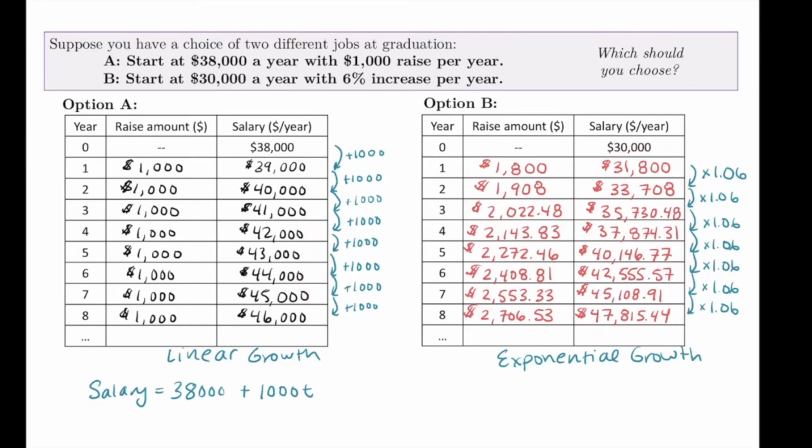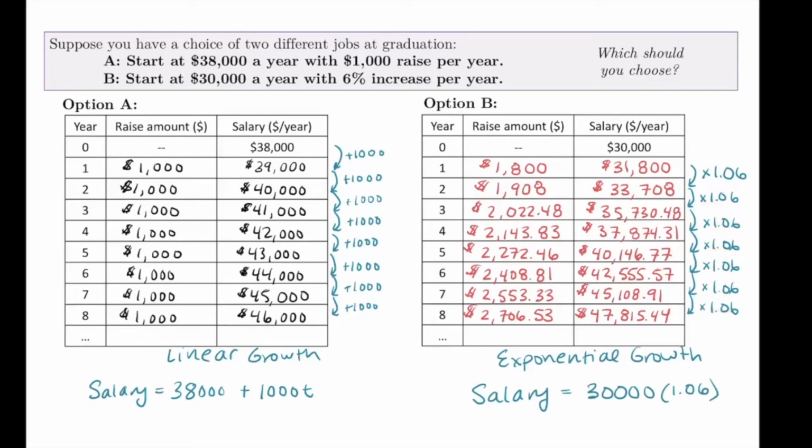Okay, so the formula for this, and we don't have to worry too much about this at this point, but just so you can see the difference, right? The salary is going to be our starting salary, 30,000. And then we are going to multiply this by 1.06 a certain number of times, right? That's what we're doing, like repeated multiplication here by the same value.